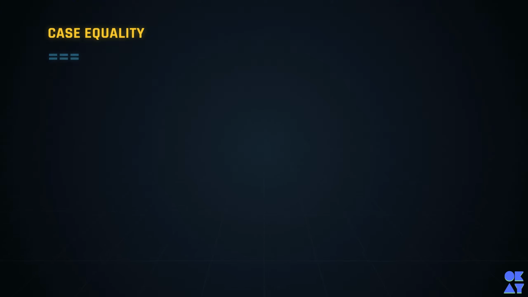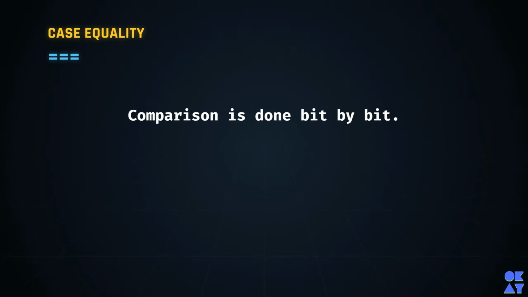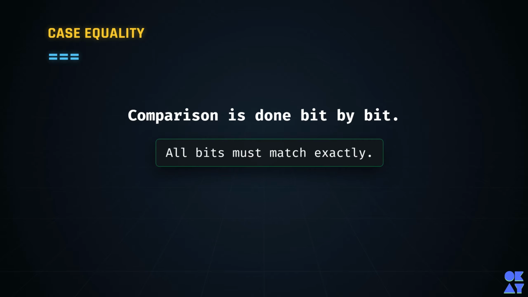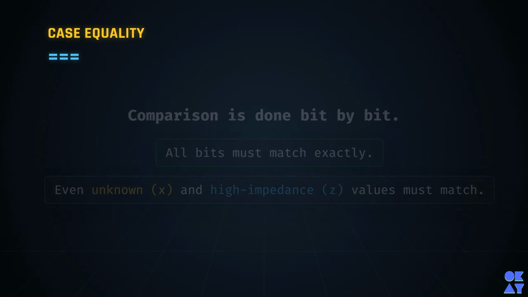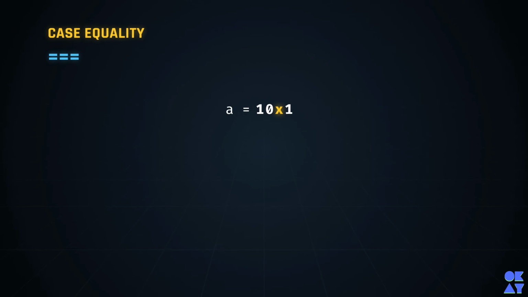Case equality. Symbol is triple equals. In case equality, comparison is done bit by bit. All bits must match exactly. Even unknown x and high impedance values must match. Let's take an example. A equals 4'b10x1. B equals 4'b10x1. C equals 9'b00010x1. D equals 4'b00x1.